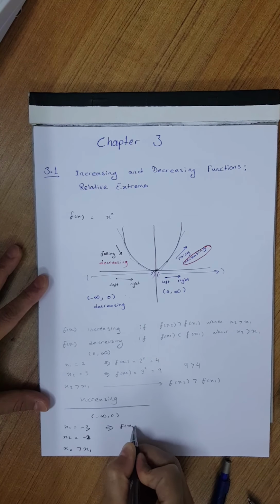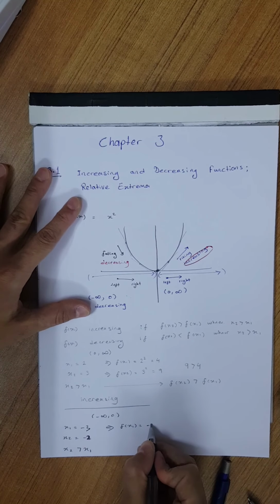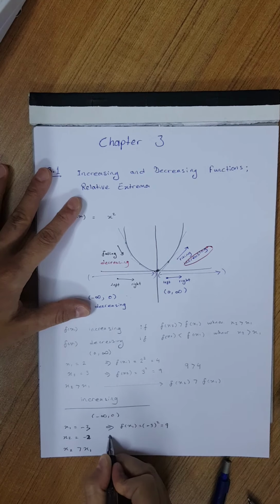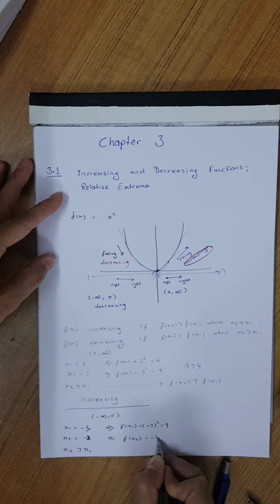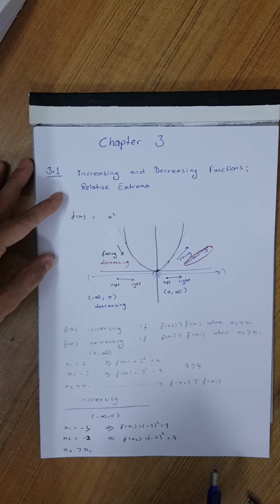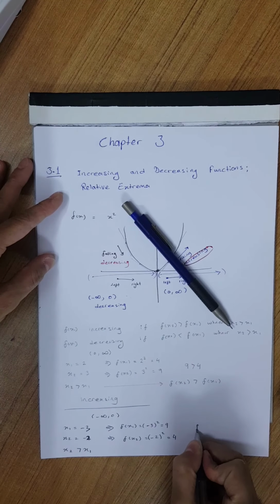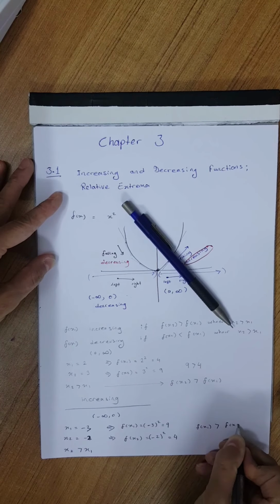F of x1 is equal to what? If you put minus 3 into that function, we will get minus 3 all squared, that's equal to 9. And from here we get f of x2, that's equal to minus 2 all squared. Of course, the minus is inside the bracket. That's equal to 4. Which one is greater than the other? F of x1 is greater than f of x2.